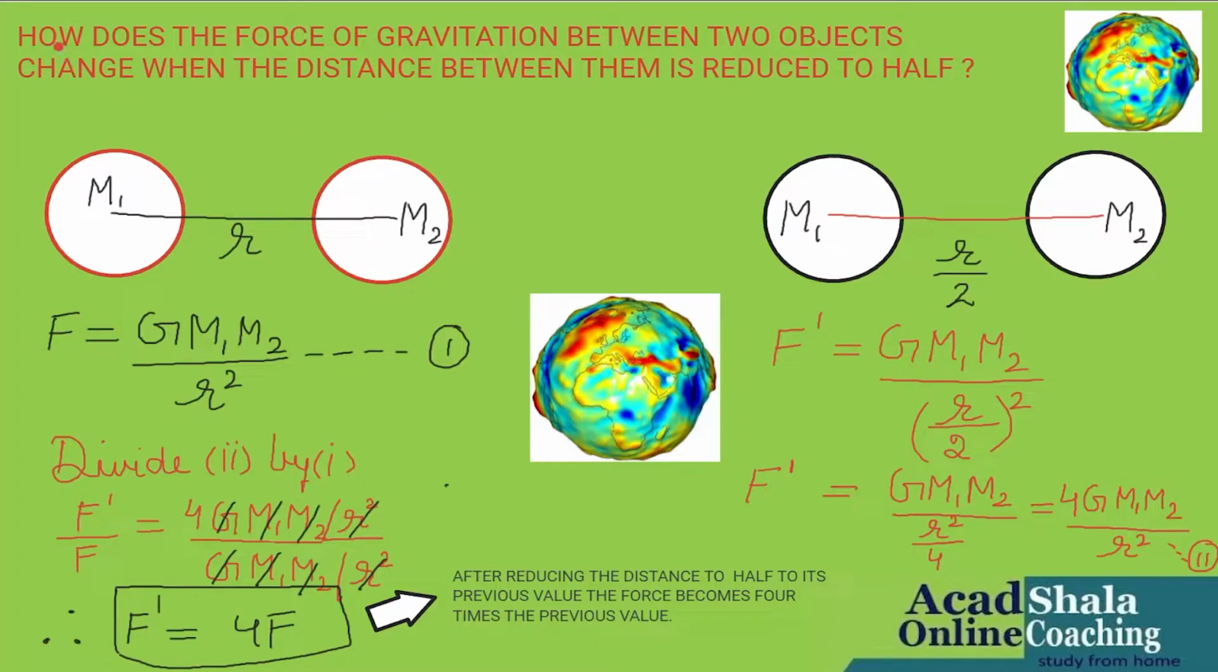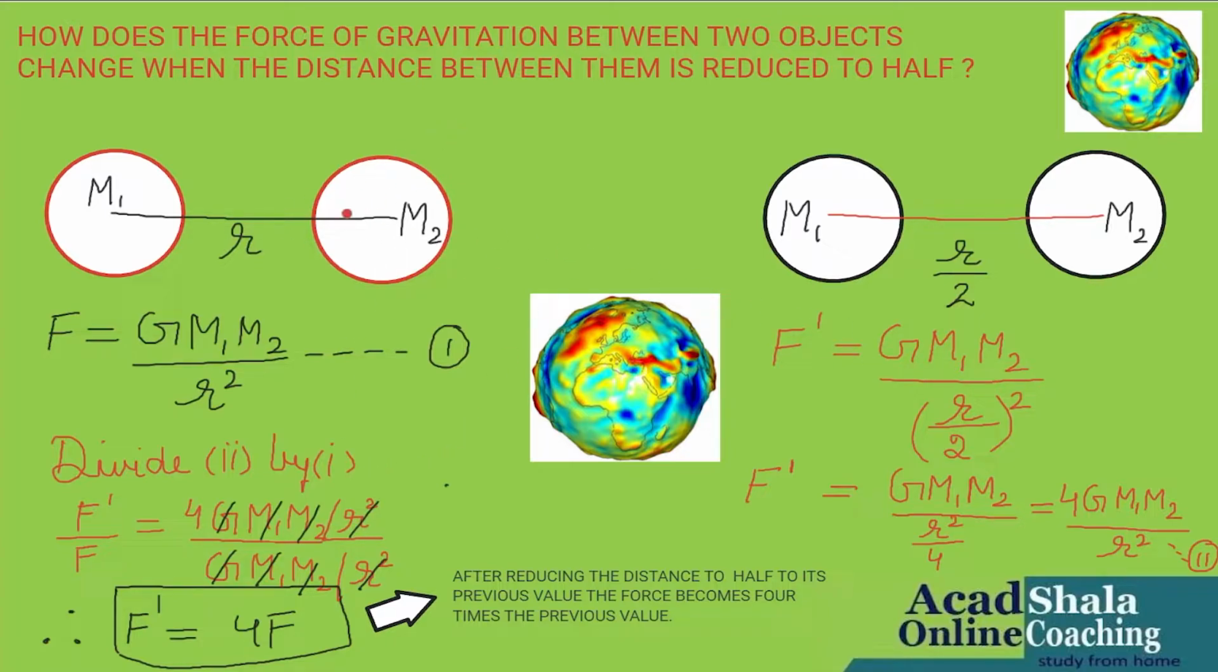It says, how does the force of gravitation between two objects change when the distance between them is reduced to half? That means this numerical again revolves around this formula only. But you have to see the language of the numerical, what it says, and according to the numerical, keep on doing and then solve it further.